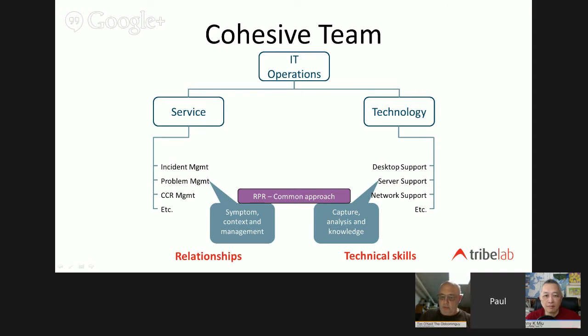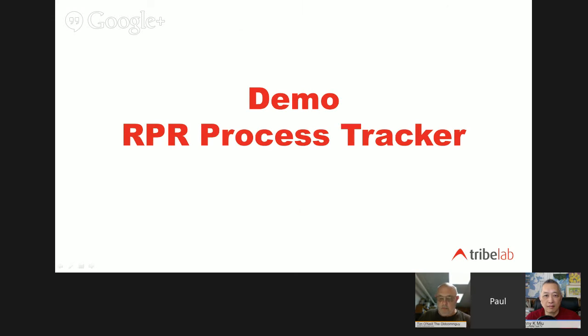So the great thing here is that if we can track the progress of an investigation, and we can do that in a process manner, then we can express that through software. And so that's really what the RPR Process Tracker is about. It's about software that can actually track the progress of a problem.